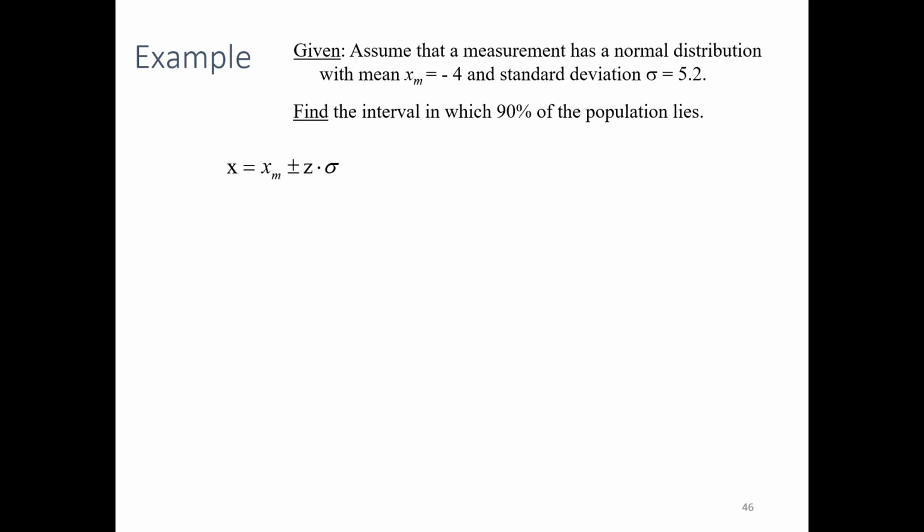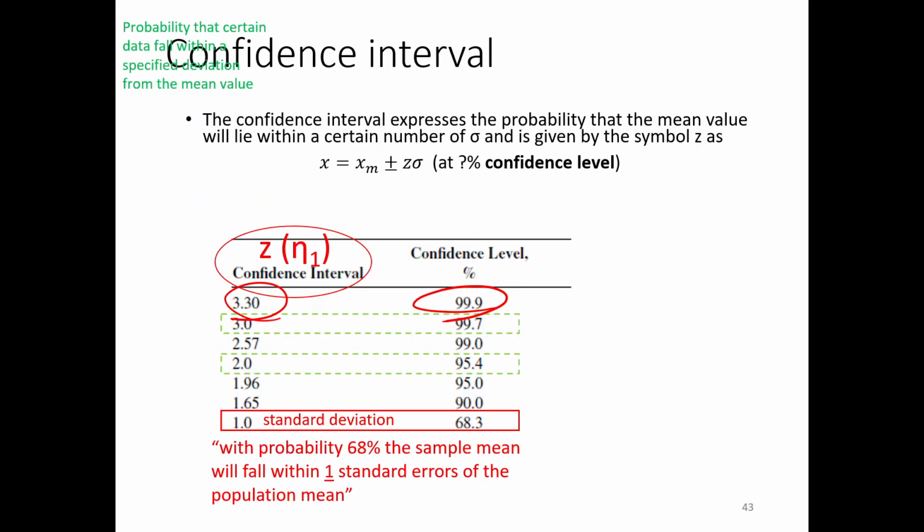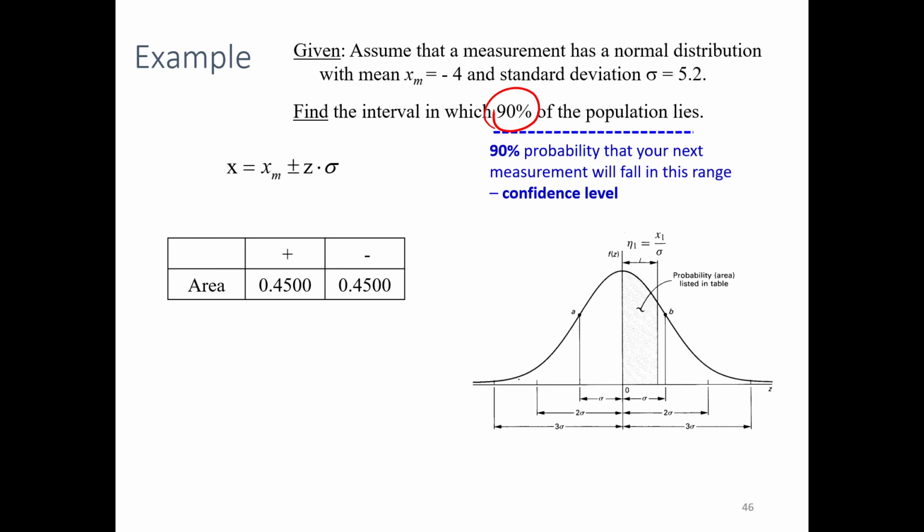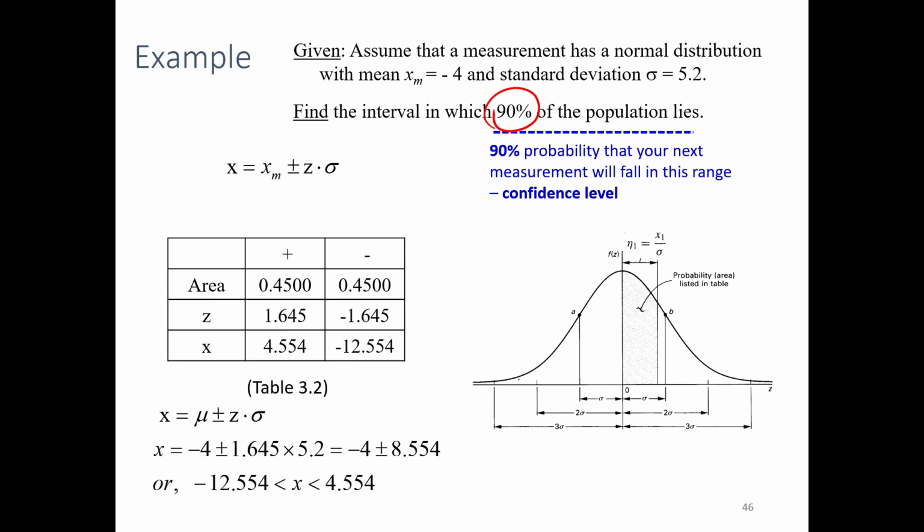Let's say you have a mean of -4 and a standard deviation of 5.2, and we're looking at a confidence interval of 90%. So find the interval in which 90% of the population lies within your measurement, essentially. Okay, so for 90% we are looking at 1.65. That's the z-score, or z-value. This is how you present your data: -4 plus minus z multiplied by sigma.